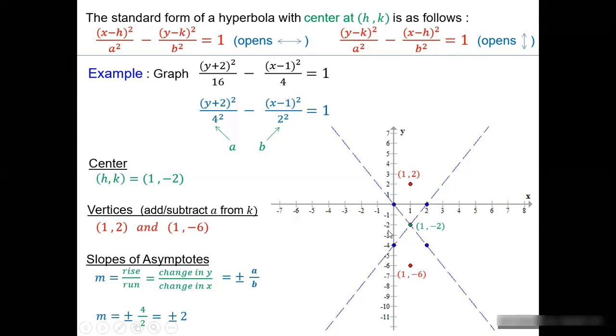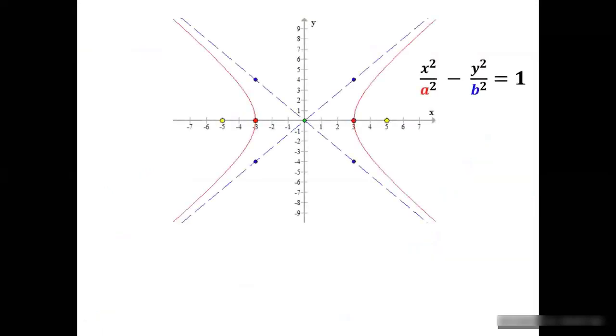And now we've got everything we need in order to graph our hyperbola, because the red points indicate the vertices. We curve towards our slant asymptotes, and there will always be a gap between the 2 branches. But we still don't know how to find those foci. So let's take a look at the standard form of our hyperbola here.